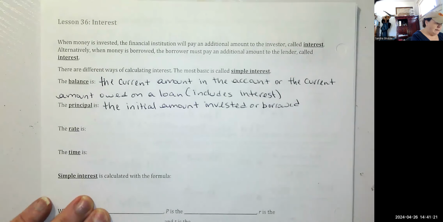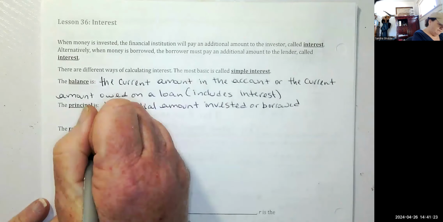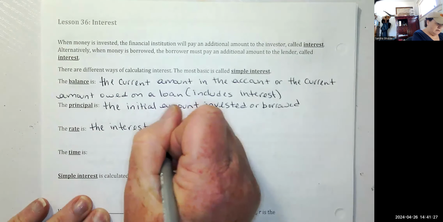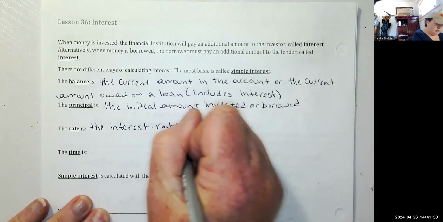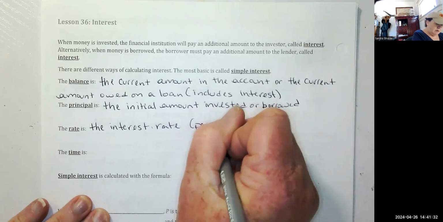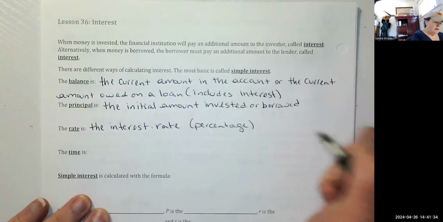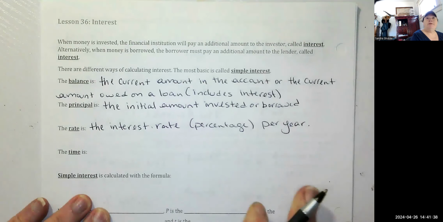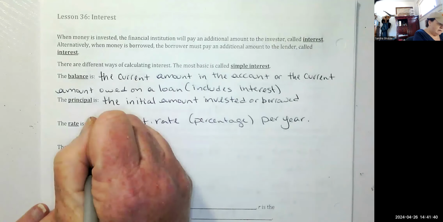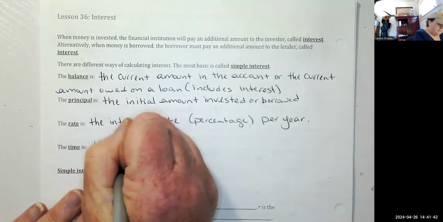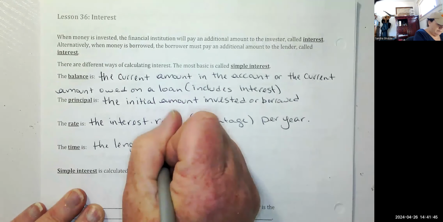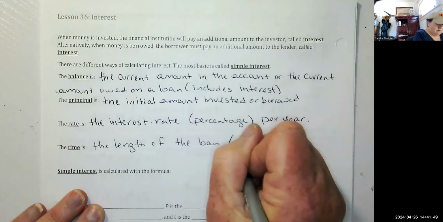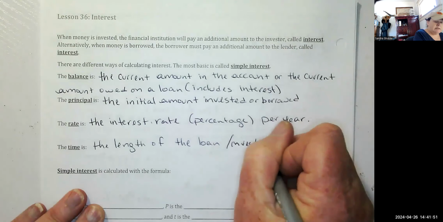The rate is the interest rate. And it is always a percentage. And it's per year. And then the time is the length of the loan or the investment. And it is in years.